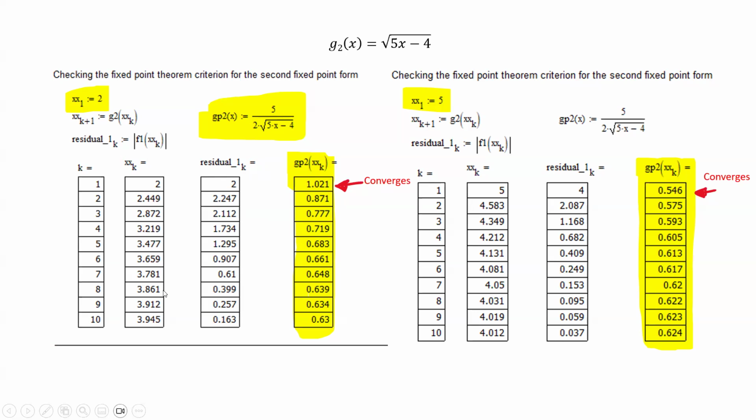This happens because the fixed point theorem is a sufficient but not necessary condition. Even if the initial guess doesn't meet this criterion, meaning g prime at the initial guess is not less than 1, the iteration can still converge, depending on how the function behaves and how the values progress toward the root.